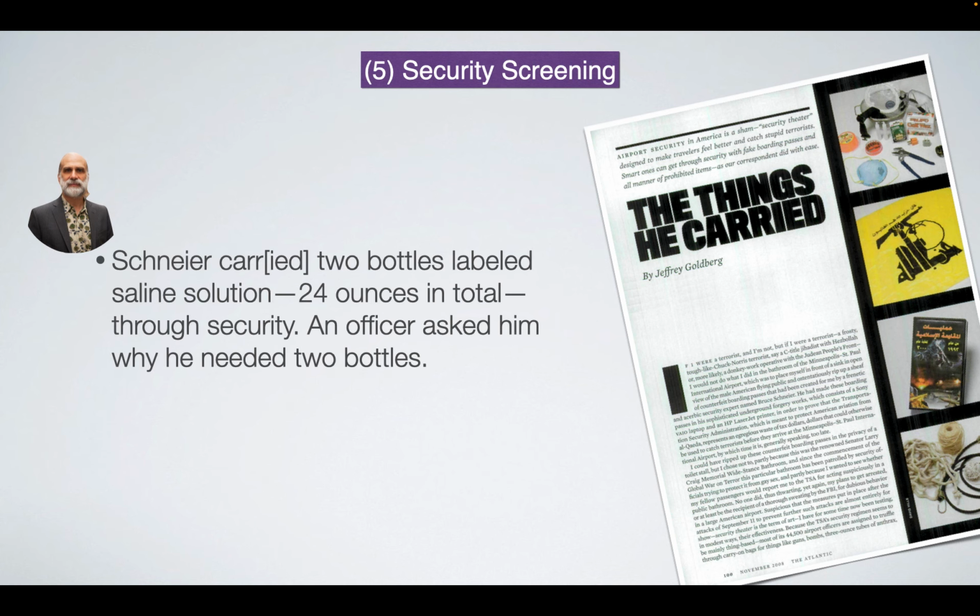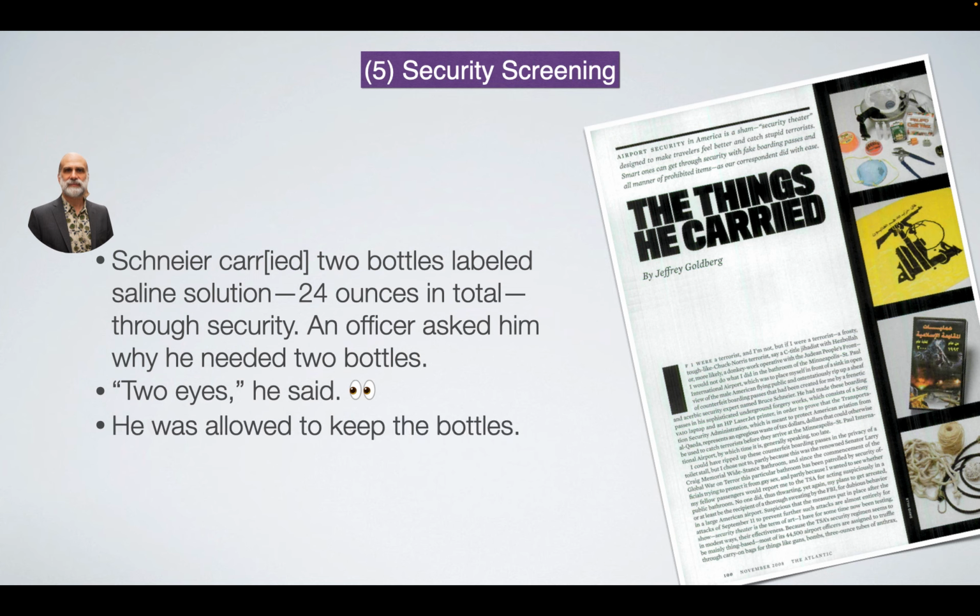So if you read the article, it says he carried two bottles labeled saline solution. So it wasn't even an official bottle. It was just some random bottle that had, like, masking tape, and he wrote saline solution on it. 24 ounces in total, so I forget what that is in milliliters, but it's way above the 100 ml limit through security. And then the funny thing is, an officer asked him, why do you need two bottles? And he said, because I have two eyes.